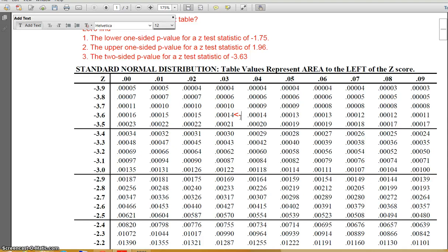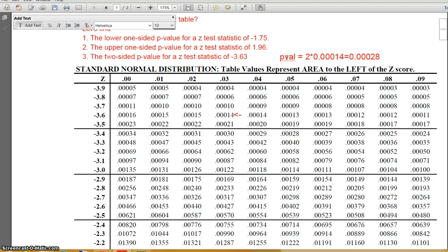Okay, so to find a two-sided p-value, we want to always find the area in which is more extreme than our test statistic, and then multiply it by 2. So we take 0.0014 and multiply it by 2. So p-value equal to 2 times 0.0014 is equal to what? Ooh, one more 0. Simply 0.00028.